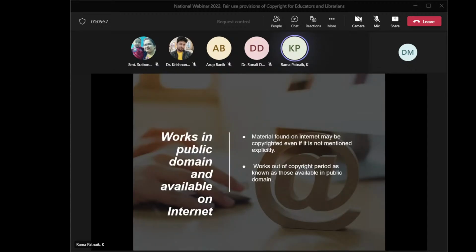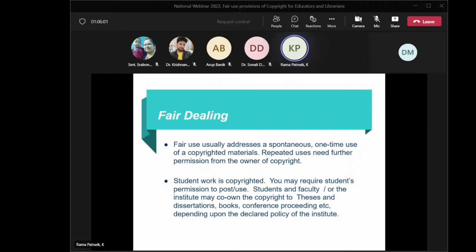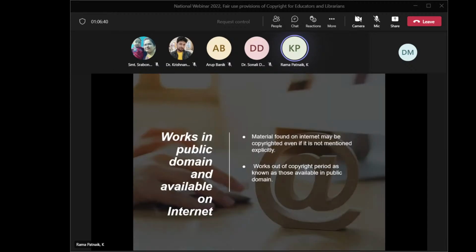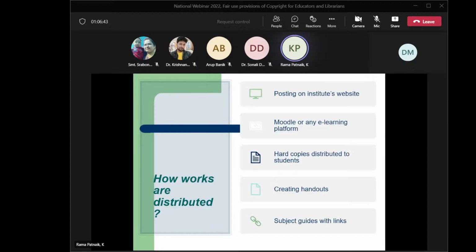So some observations: one-time use is usually allowed, but repeated use is not allowed without further permission of the owner. And as far as your institutional content is concerned, whether it is a student's doctoral thesis or journal articles published by your institute, the institute owns the copyright. Unless it is explicitly mentioned, the students who submit the thesis and dissertation may also co-own the copyright. It is in the interest of the institute that it should clearly mention who owns the copyright, especially for your institutional publications. I have already discussed this.